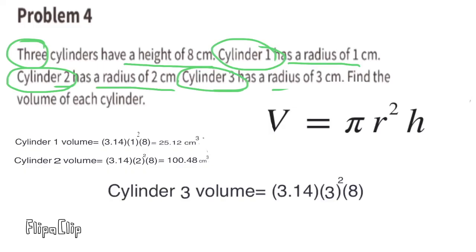Cylinder 3 has a radius of 3 centimeters. We'll multiply 3.14 times 3 squared times 8. Cylinder number 3 has a volume of approximately 226.08 centimeters cubed.